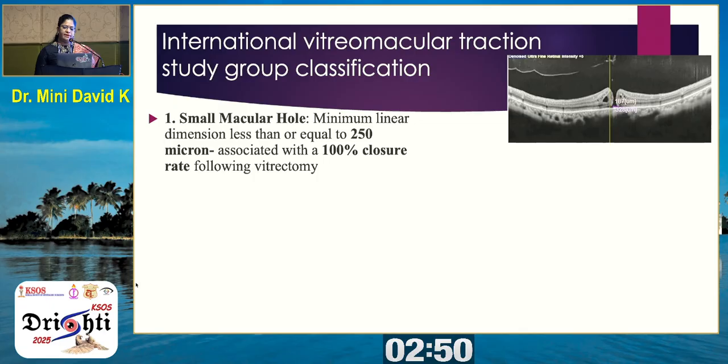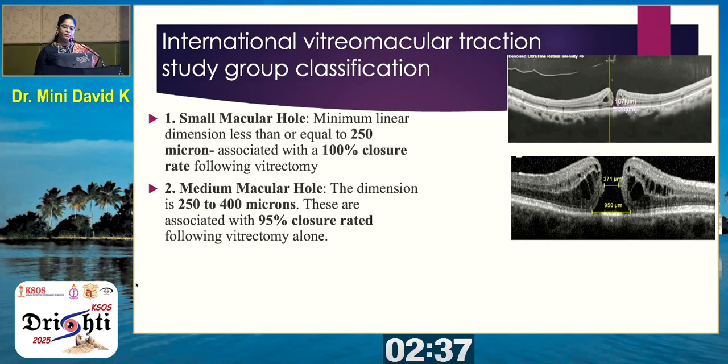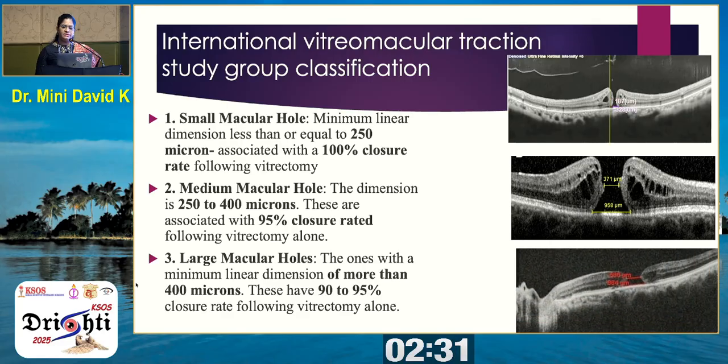In the International Vitreomacular Traction Study Group classification, it can be small, medium or large. Small hole is a dimension less than 250 microns and is associated with a 100% closure rate following vitrectomy. Medium hole is 250 to 400 microns with a 95% closure rate following vitrectomy. And larger holes are more than 400 microns in dimension with a 90 to 95% closure rate following vitrectomy.